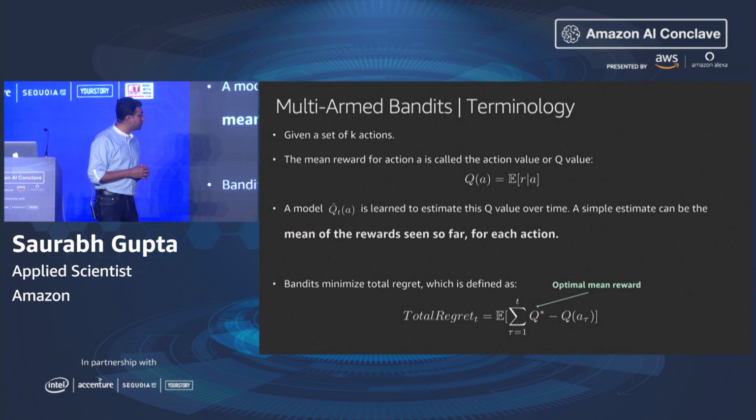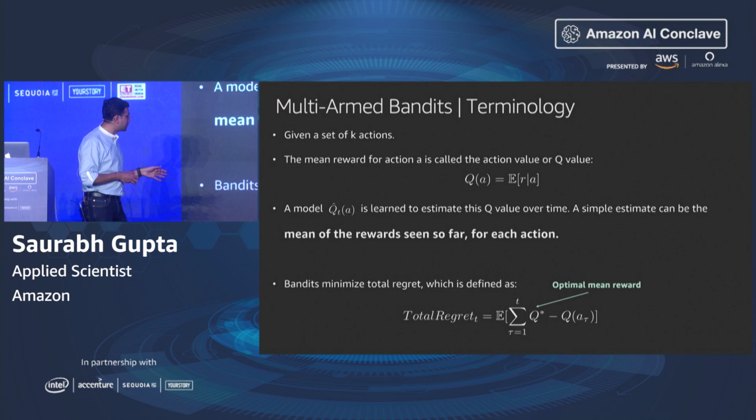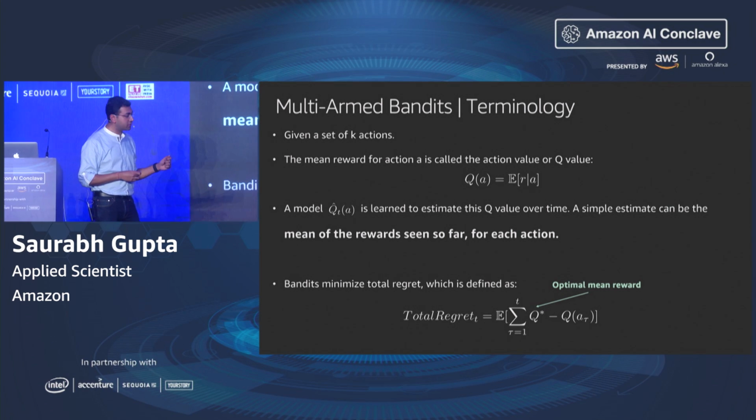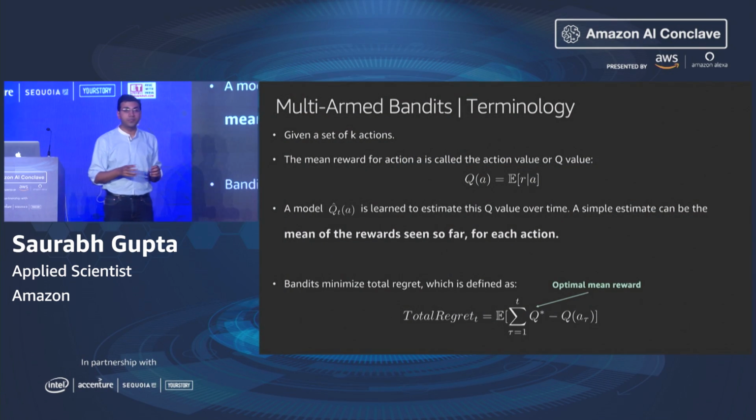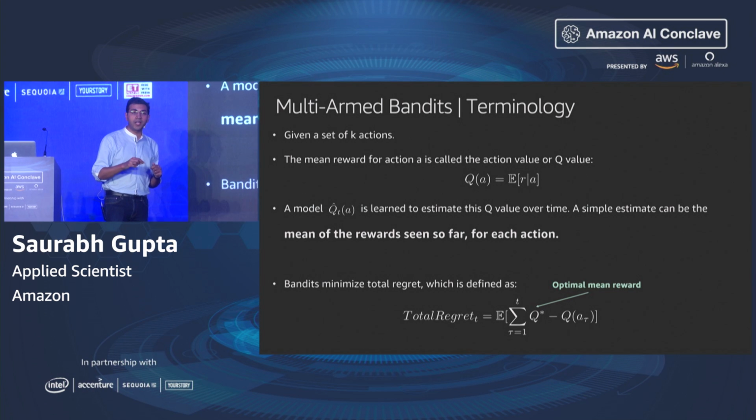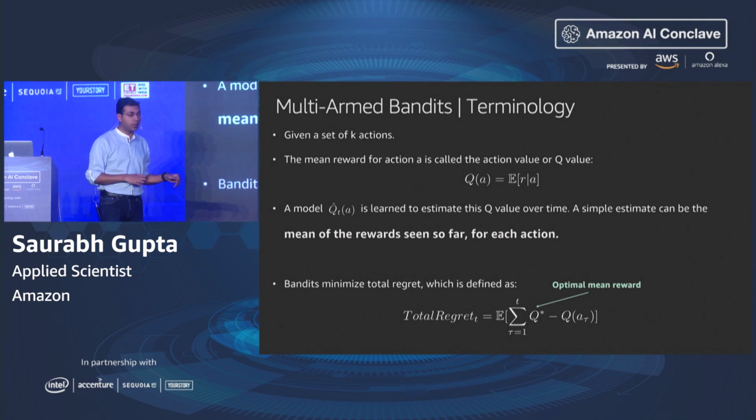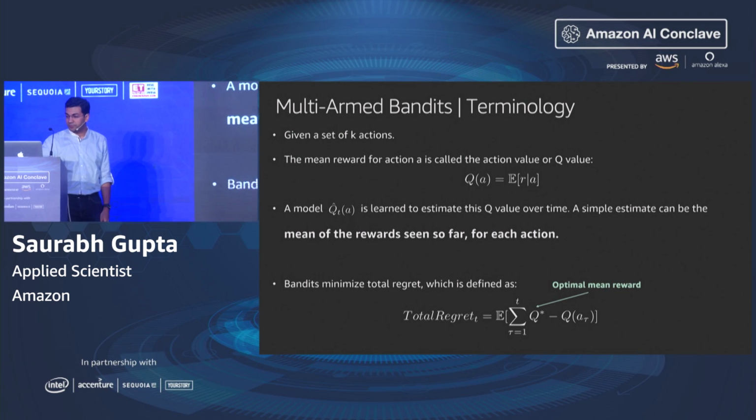And finally, the objective function that the bandit is trying to optimize is to minimize the total regret, which is defined using Q star. Q star is basically the expected reward that the optimal arm gives. There's an assumption here that there's one optimal arm which gives the highest reward. And then Q(a_tau) is the reward of the arm that the bandit took at time tau. And total regret is just the expectation of the summation of this term.